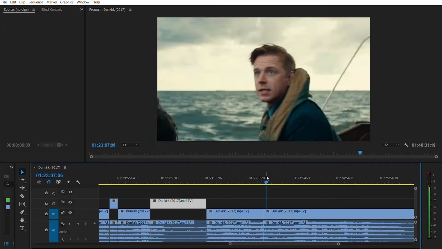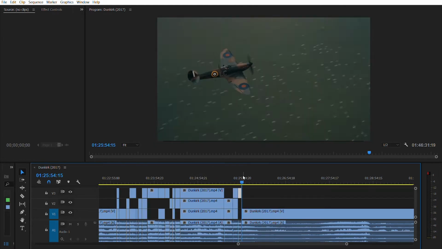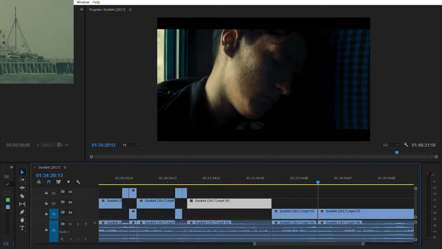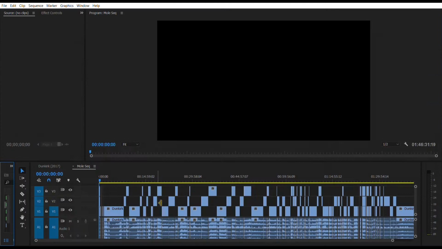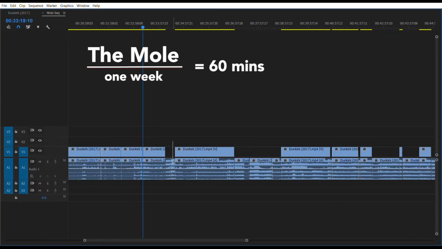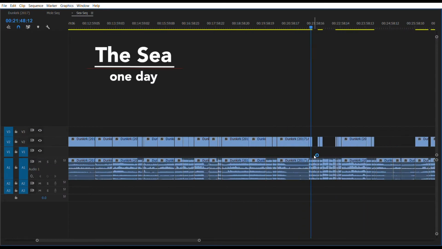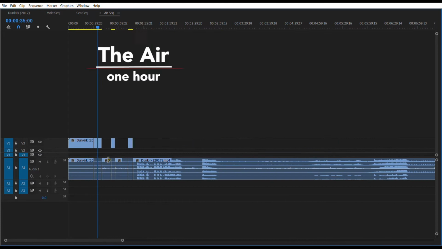I started splitting up various sequences in the movie timeline as they appeared into three different segments and eventually converted them into their own timelines named after their themes: Mole, Sea, and Air. Dunkirk depicts 1 week of the Mole narrative in about 60 minutes, 1 day of the Sea narrative in 35 minutes, and 1 hour of the Air narrative in around 25 minutes.